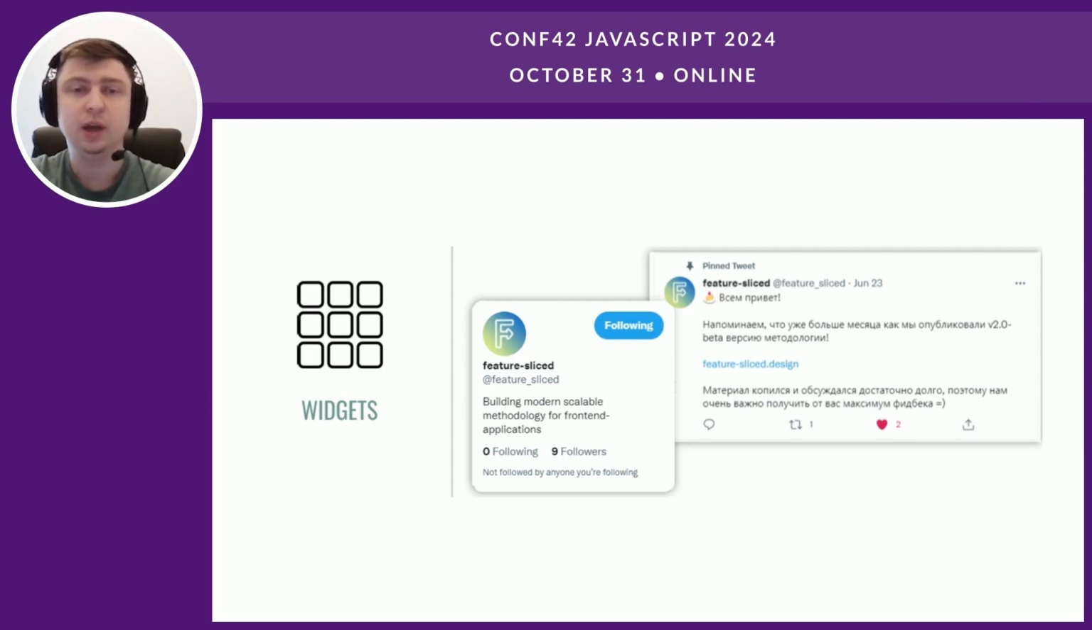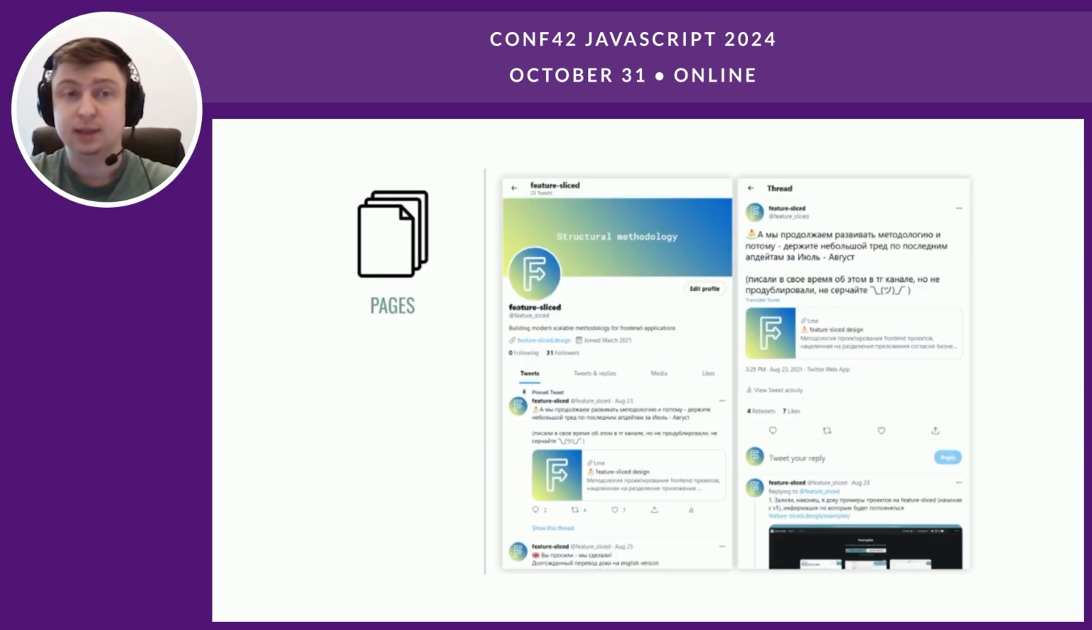And here you can compose your entities and features together to make, for example, in this example, here you can see a post. The post consists of the post entity and some features, like repost, comment, download, and so on.